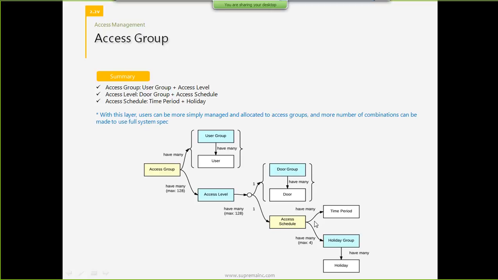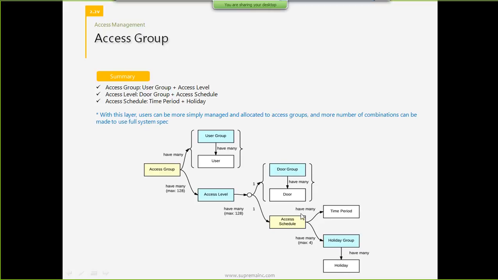Now, this access schedule can have 4 types of holiday groups. The holiday group can have many holidays. So you can set a specific time for just normal days, weekdays maybe, and weekends. You can also set what the time is going to be on holidays.